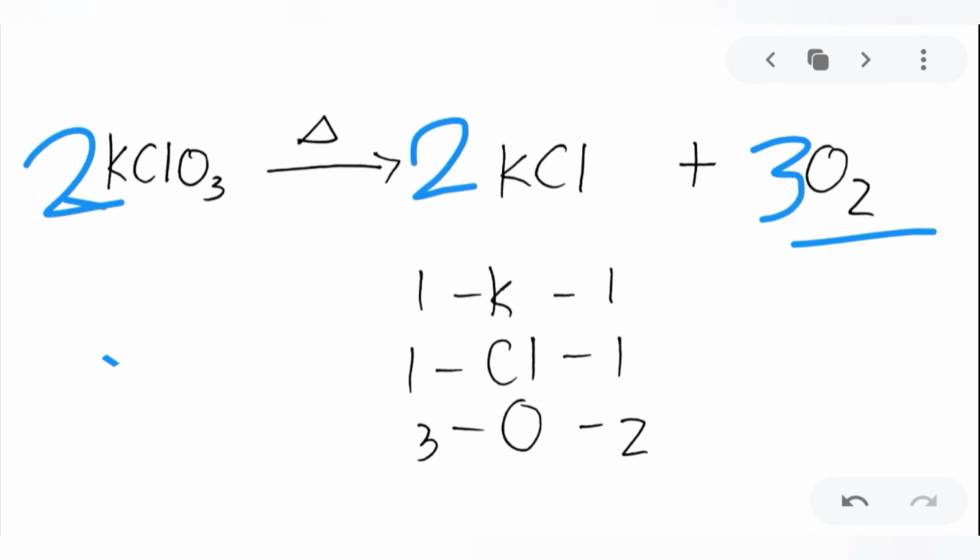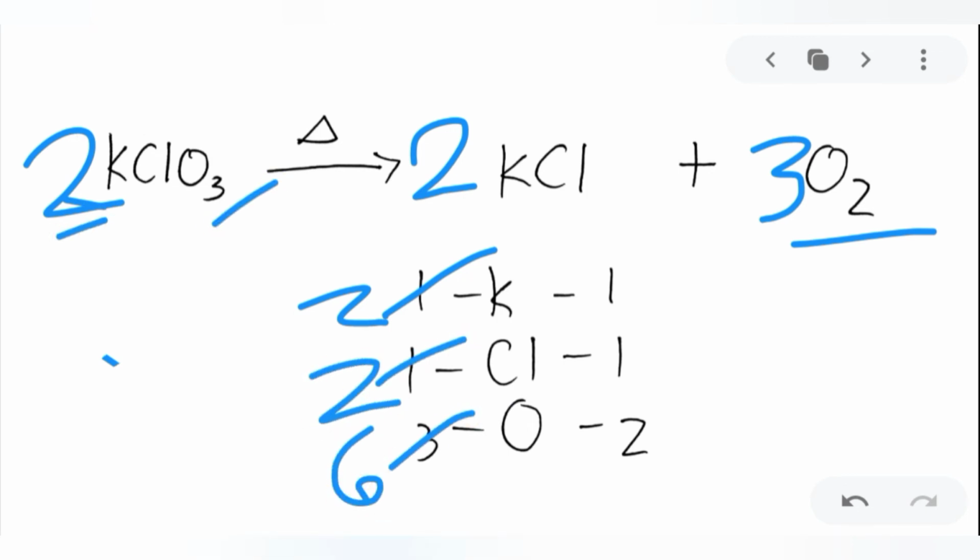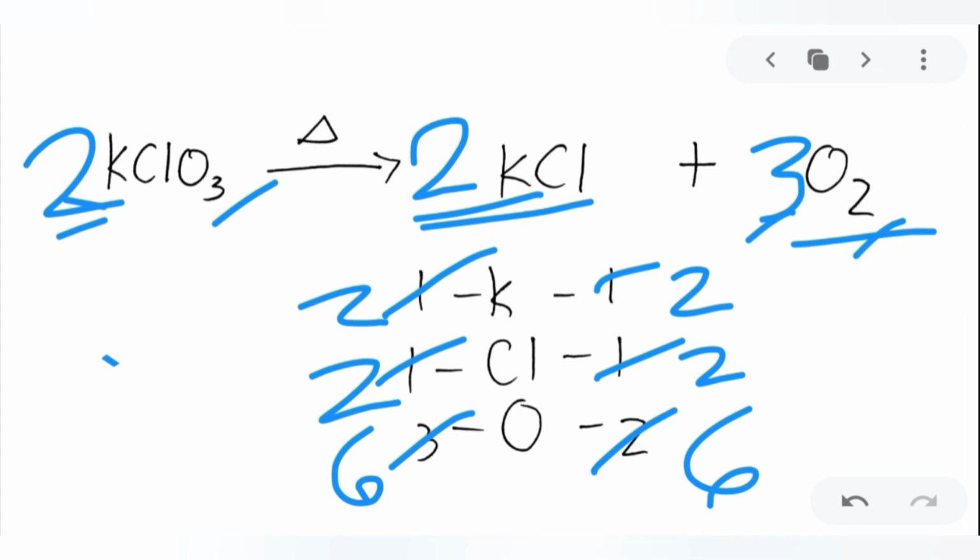We have here now 2 pieces of potassium. For chlorine, we have 2 pieces of that already. 2 times 1, that is 2. For oxygen, we have 2 times 3, that is 6. On the product side, we have 2 pieces of potassium, 2 pieces of chlorine, and then 3 times 2, that is 6 pieces of oxygen. So therefore, this equation is already balanced.